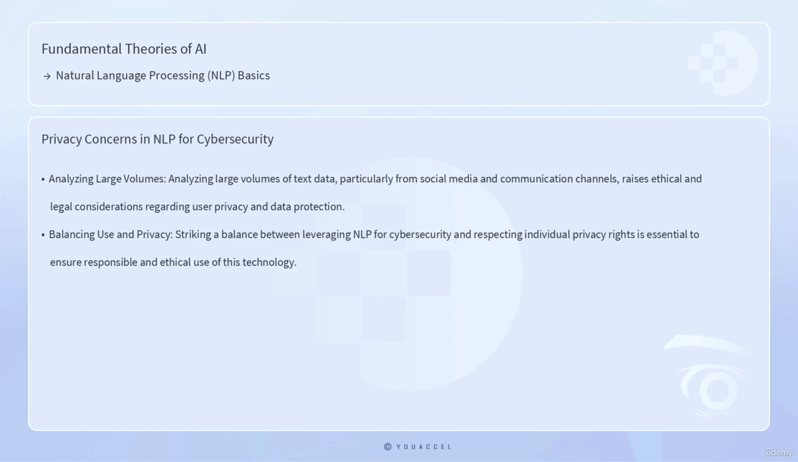Privacy concerns also pose a challenge in the application of NLP in cybersecurity. Analyzing large volumes of text data, particularly from social media and communication channels, raises ethical and legal considerations regarding user privacy and data protection. Striking a balance between leveraging NLP for cybersecurity and respecting individual privacy rights is essential to ensure responsible and ethical use of this technology.